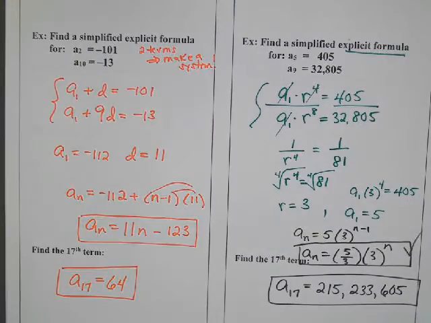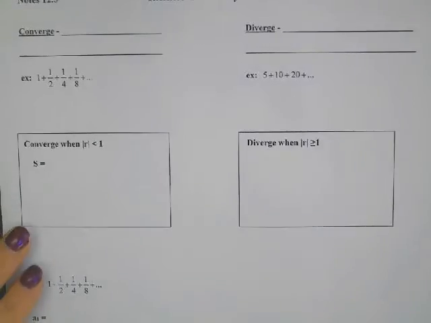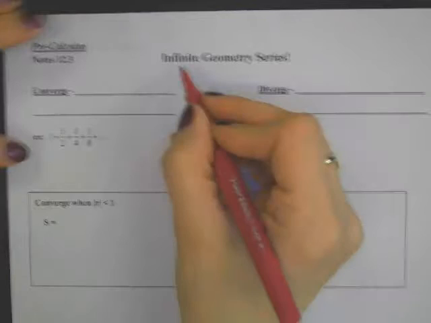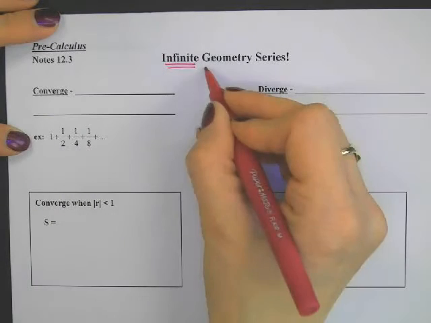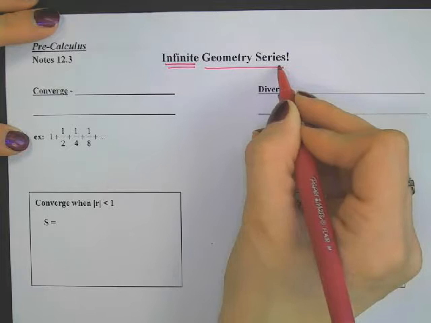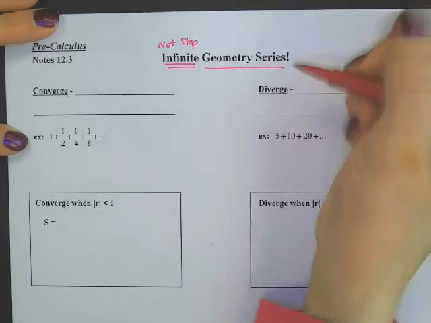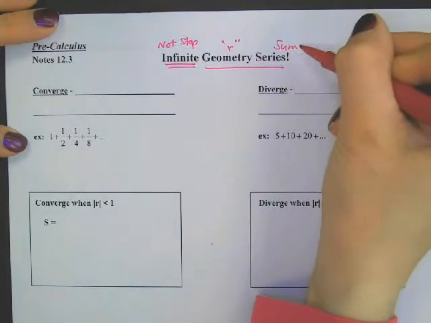Okay, that was just a quick review of all the formulas you've learned so far. Now it's time to do something a little different. Okay, so today we're going to look at infinite geometric series. Infinite means that it doesn't stop. Geometric means that there's going to be an r, you're going to be multiplying, and series means sum.